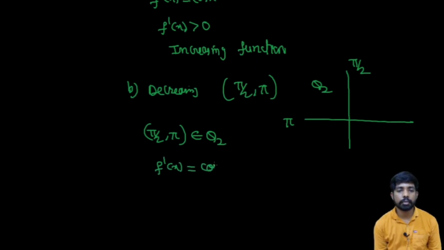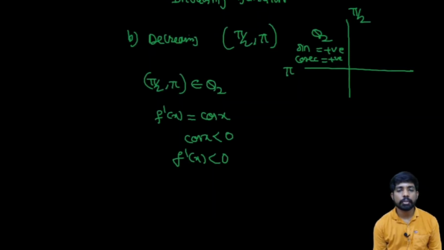f dash of x is equal to cos x. But in the second quadrant, sine and cosecant are positive. Remaining all are negative. Therefore, cos x is less than 0, so we can say f dash of x is less than 0. So here slope is less than 0, which means decreasing. The function is decreasing in the interval pi by 2 to pi.